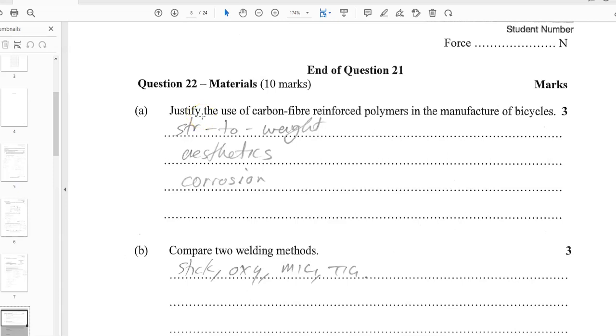So if you just write, so this student here, me, who just wrote strength to weight ratio, aesthetics, corrosion, I would give them 2 marks, because they've identified. They haven't written full sentences. If they said the strength to weight ratio means the bike can be more easily carried or means the bike will be faster, that's fine, you get a mark. If you say that carbon fiber can be made into a variety of shapes and a variety of colors, that's a mark. If they say it's corrosion resistant, which means it's going to have a longer service life, boom, that's 3 marks.